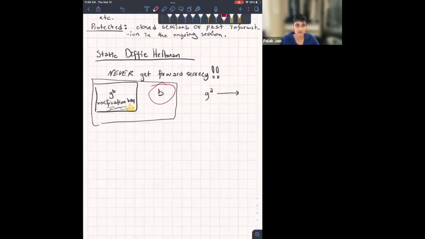Okay, so the second thing that we're going to quickly go over after forward secrecy is the concept of zero RTT. Very briefly, I'm just going to talk a little bit about it.